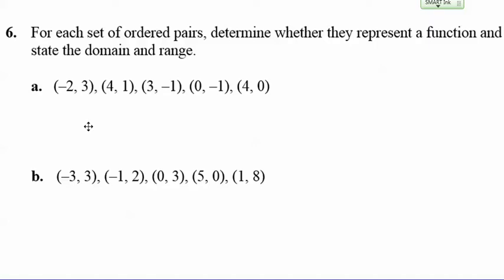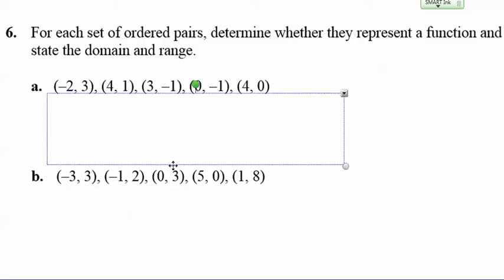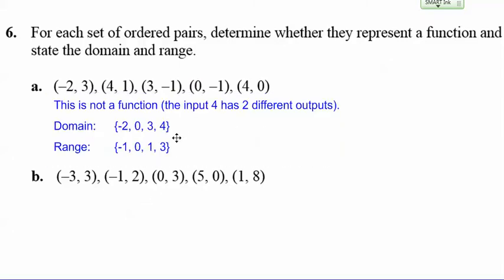So first of all, is this a function? So I see 4 here and 4 here, and that's okay as long as I get the same output every time. When I inputted 4 here, I got 1, but when I input 4 here, I got 0. That means that this is not a function. The input 4 has 2 different outputs, 1 and 0.